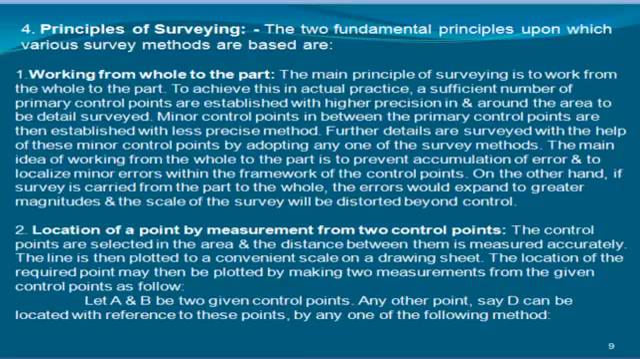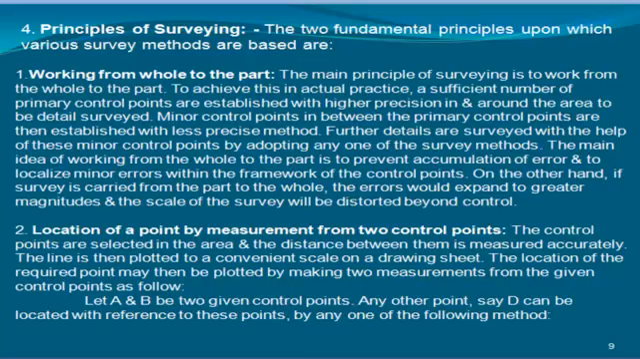This can be achieved by covering the area to be surveyed with a number of spaced out control points called primary control points, whose positions have been determined with a high degree of precision using sophisticated equipment. Now, the second principle, that is location of a point by measuring from two control points. It is always practicable to select two points in a field and to measure the distance between them, and these points can be represented on paper.